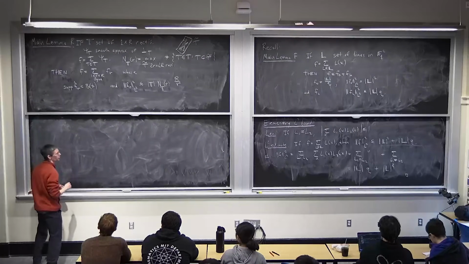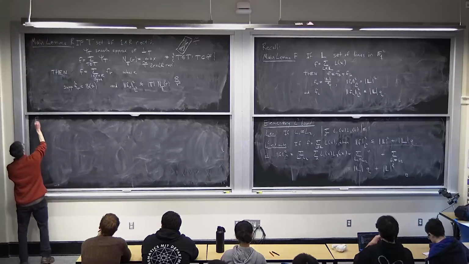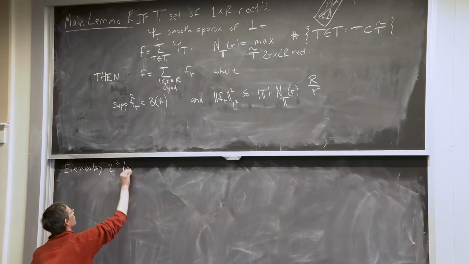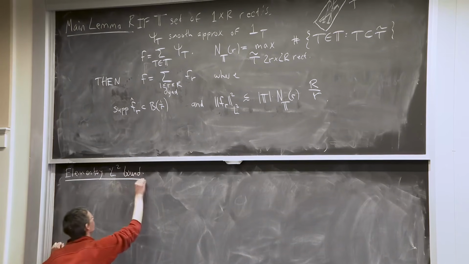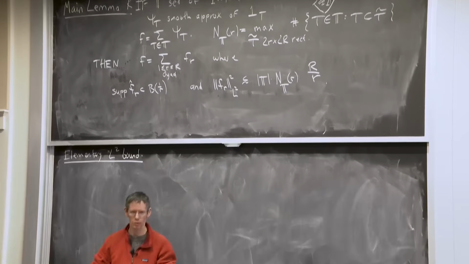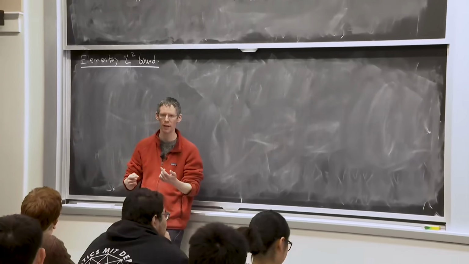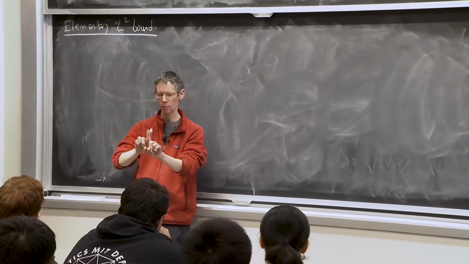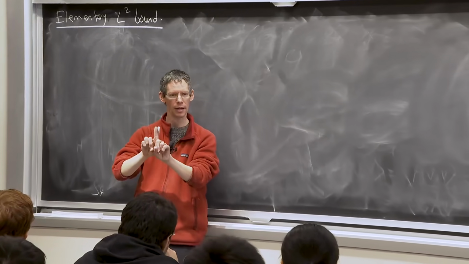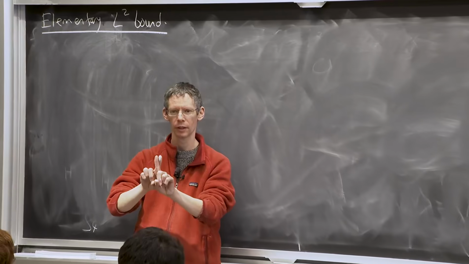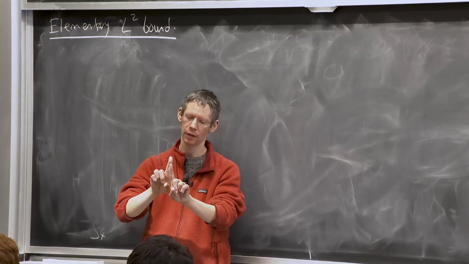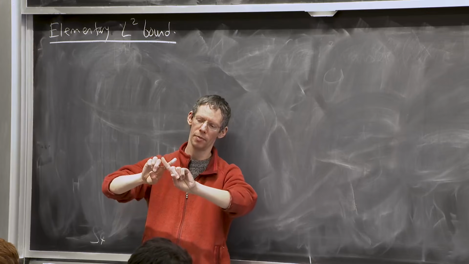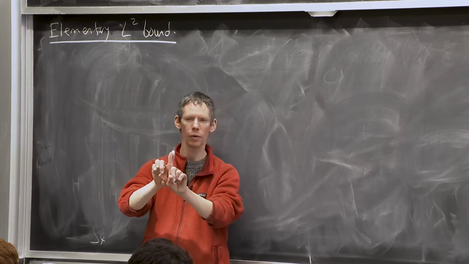So let's do an elementary L2 bound. Like before, when we expand out the L2 norm, we'll have to estimate the integral of one tube times another tube. But one tube times another tube is a little bit more complicated than one line times another line. Two lines always intersect in a point, but two tubes intersect in a different amount of area depending upon the angle between them. So we're going to keep track of that.